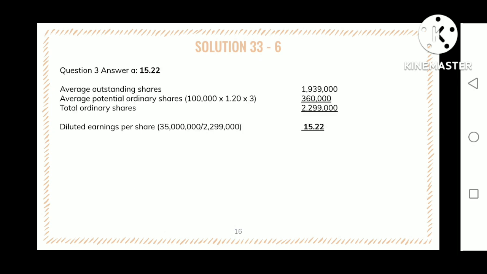Moving on to question 3, we will compute the diluted earnings per share. So, we have average outstanding shares of 1,939,000. Our average potential shares are obtained by multiplying the preference shares of 100,000 times 120% times the share split of 3, amounting to 360,000. So, our total ordinary shares are 2,299,000. Using the formula for diluted earnings per share, we have 35 million over 2,299,000. Thus, our diluted earnings per share amounts to 15.22.